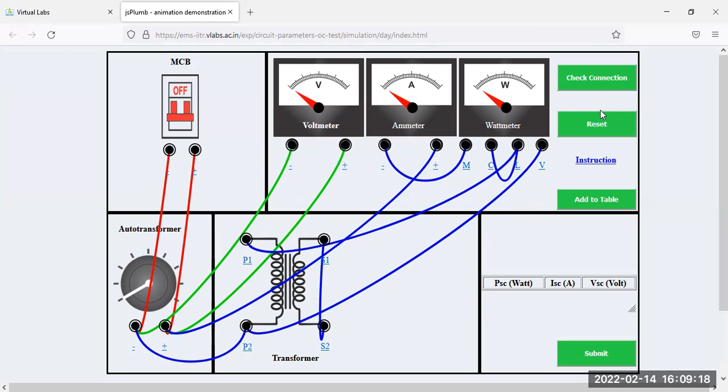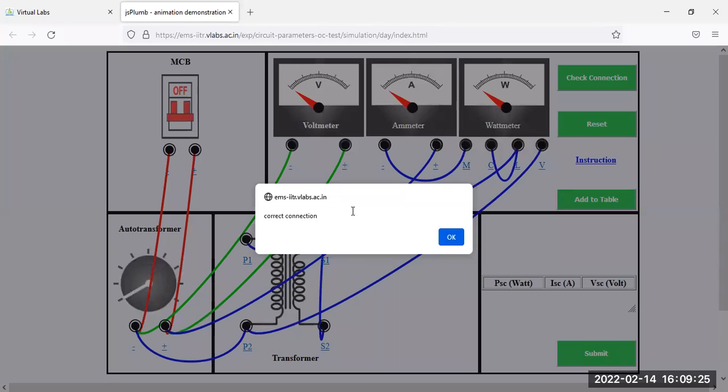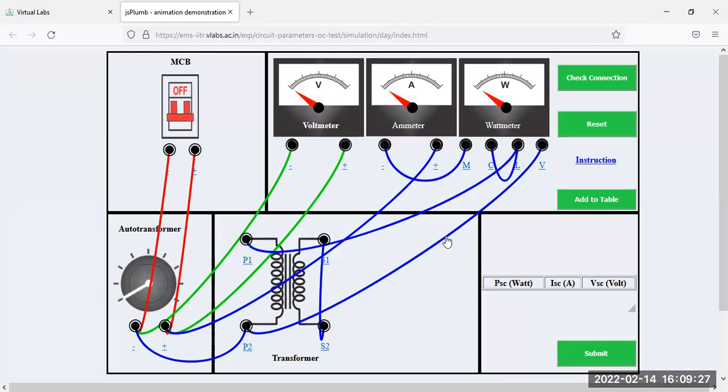So again, go to this check connection part. So just click here. So now your connection is correct. Okay. And now supply is given to the MCB, just click the button here. Yeah, power is on at the MCB. And if you click on this button, that means the auto transformer moving point, then your supply is given to the transformer during the short circuit test. So just click the button here.